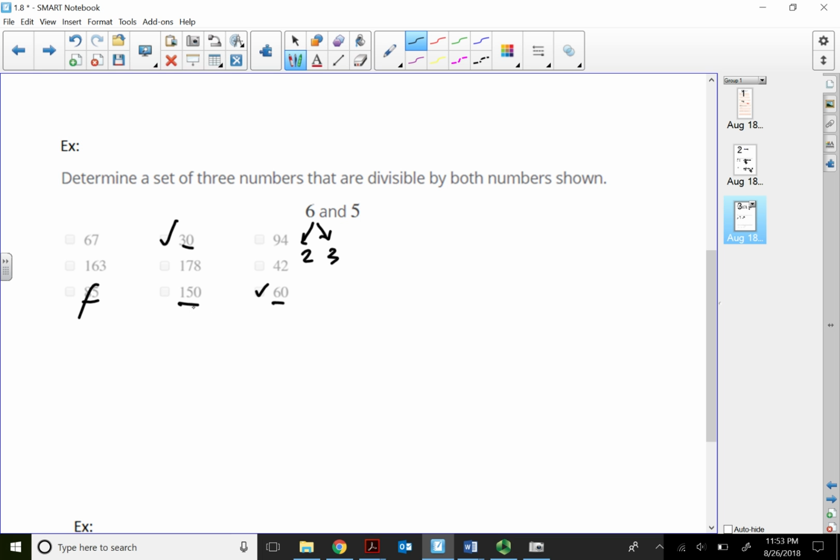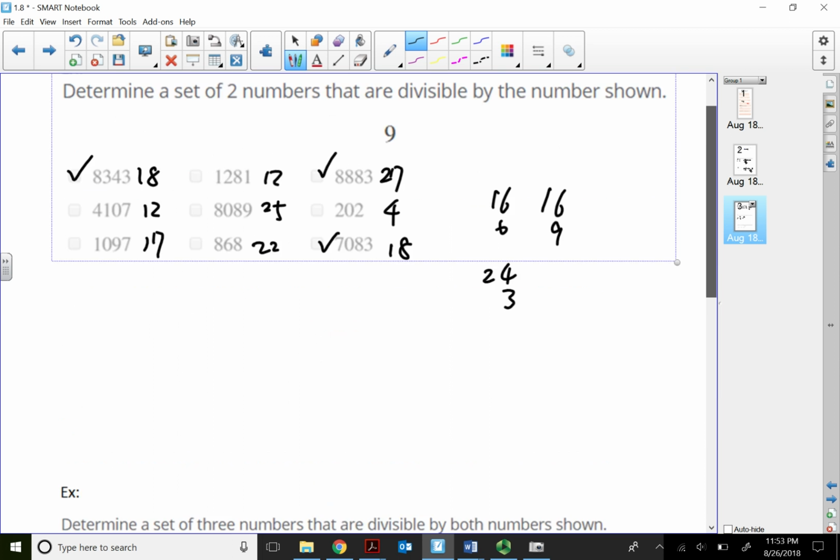150. I know 2 can go into 150 because it ends in 0. Can 3 go into 150? If I add up the digits, 1 plus 5 is only a 6. So, ooh, 6. So 3 can go into it too. So if 2 can, 3 can, 6 can. So these are the 3 numbers.